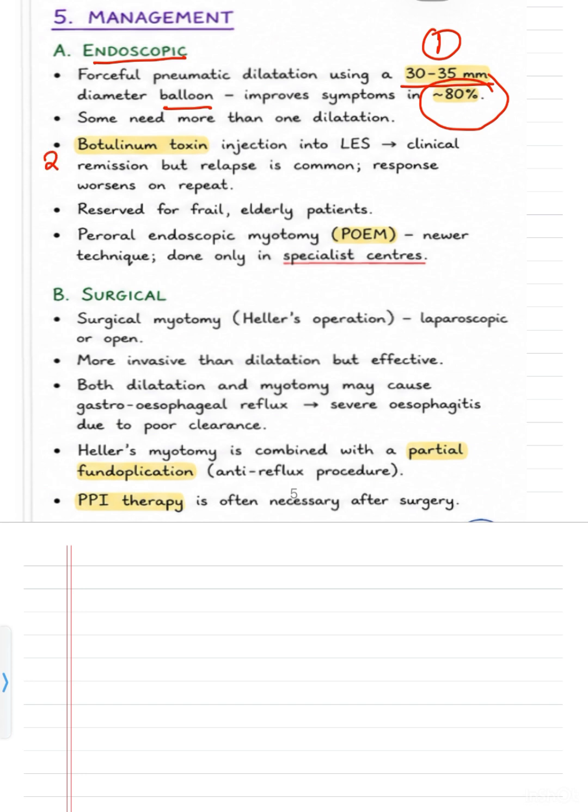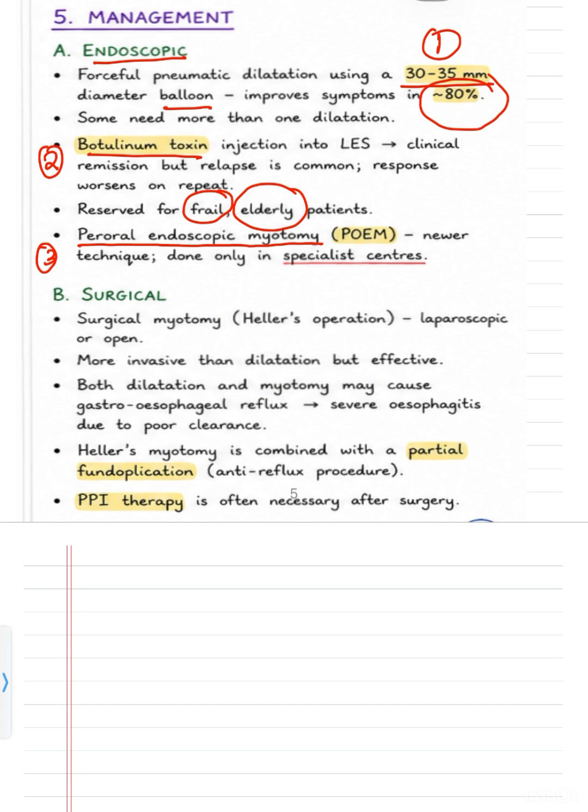Number two, you can also inject botulinum toxin into the lower esophageal sphincter, but we have seen that relapse is common, and when you repeat it, the response is going to worsen. So botulinum toxin is reserved only for frail and elderly patients. Number three is another technique known as POEM, that is, per-oral endoscopic myotomy. It's a newer technique, but it is done only in specialist centers.